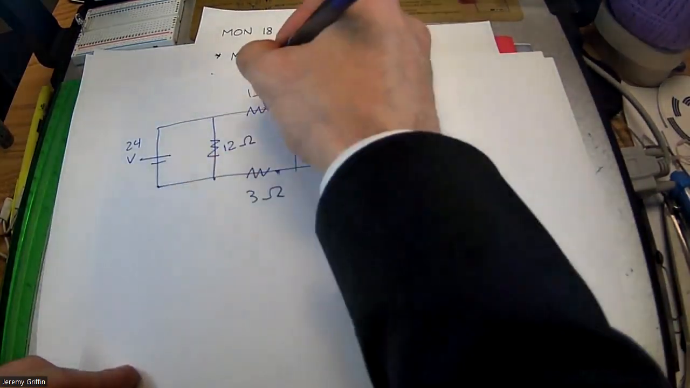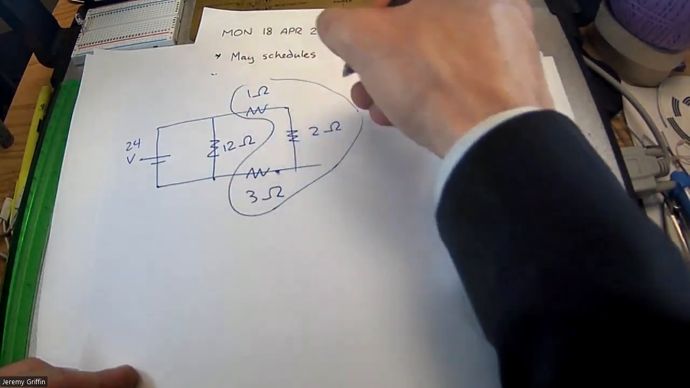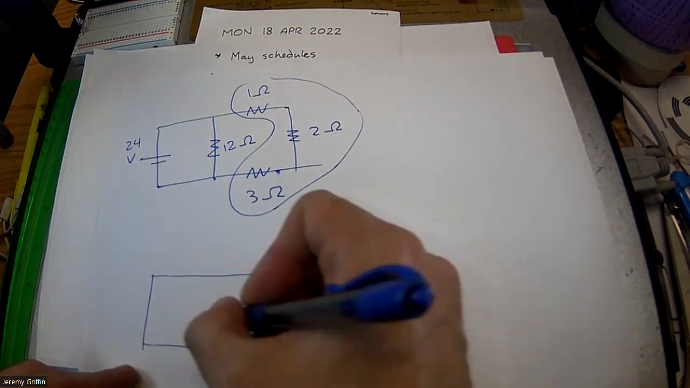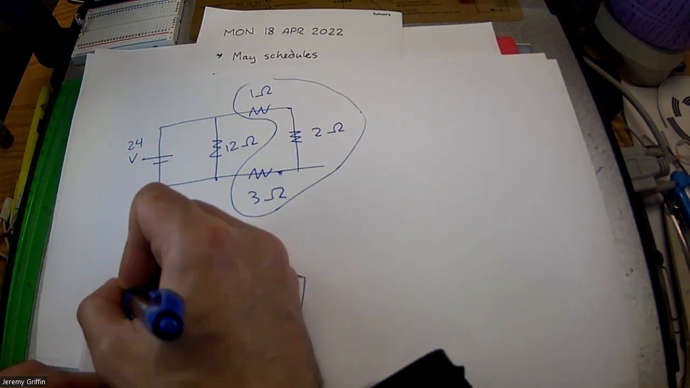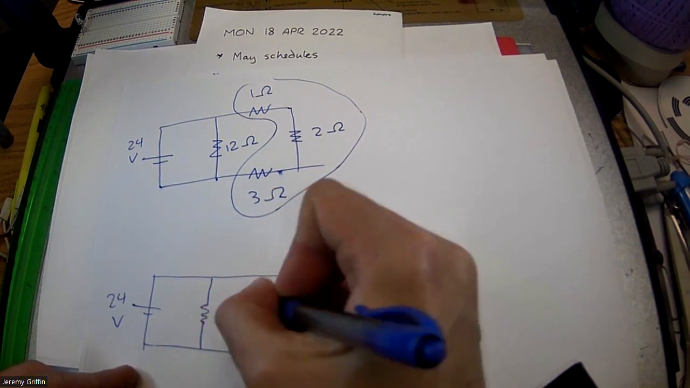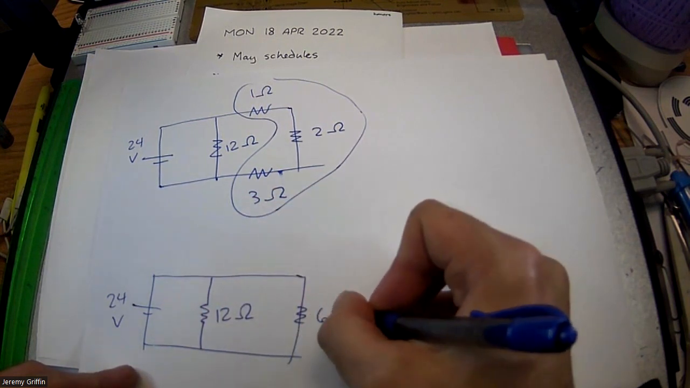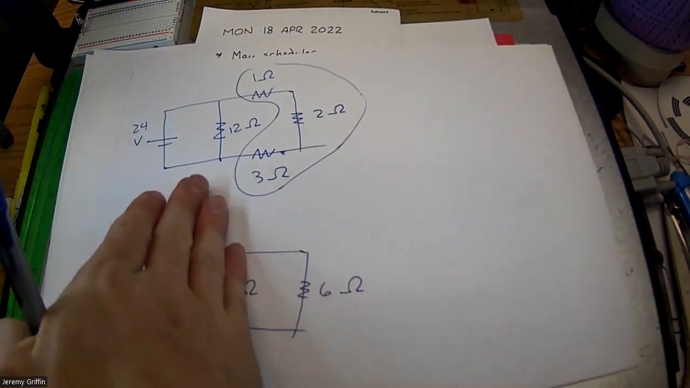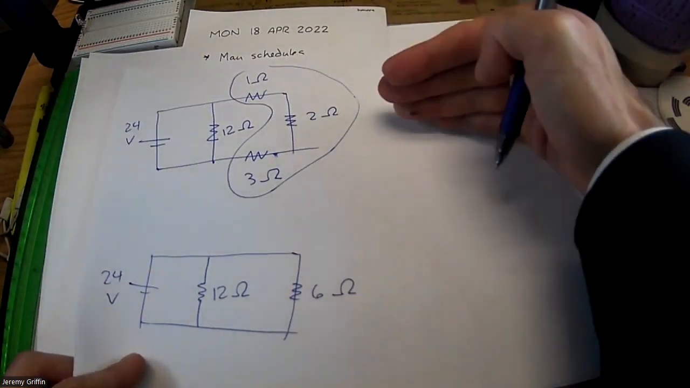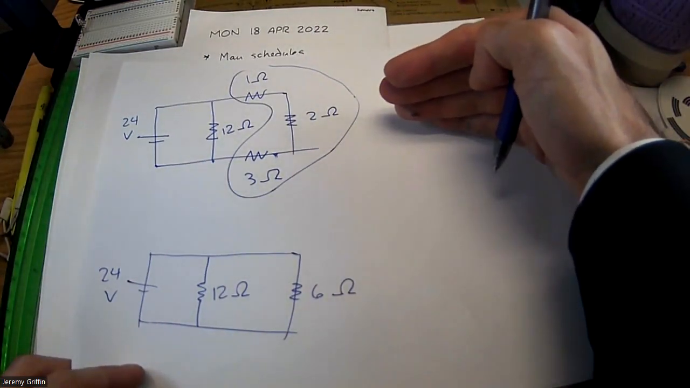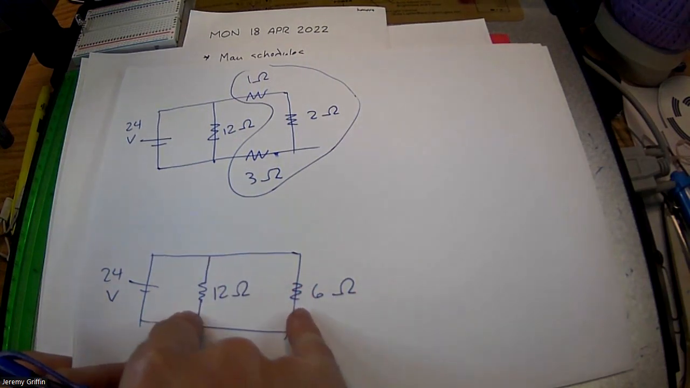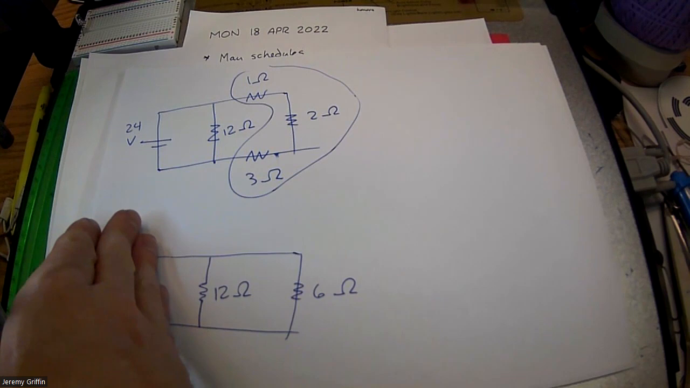Then I'll redraw the circuit. The fact that these 3 are in series, 1 plus 2 plus 3 is 6. My voltage source is still here, haven't touched that yet. This 12 ohm resistor is still here, haven't touched that yet. But 1 plus 2 plus 3 makes 6. Then work my way back towards the voltage source. These 2 guys now, do you see how this is equivalent to this? Now these 2 guys are in what, series or parallel? Parallel. So can I just add them up?